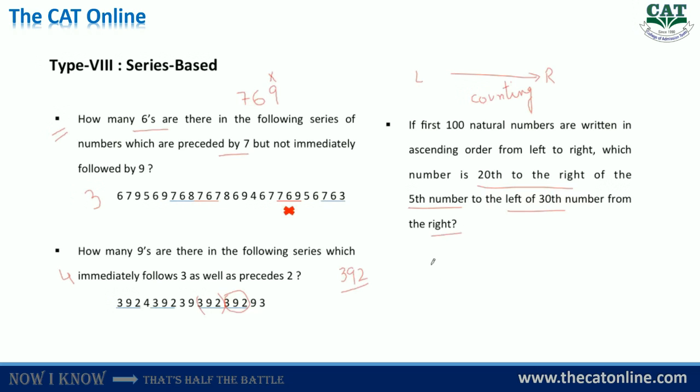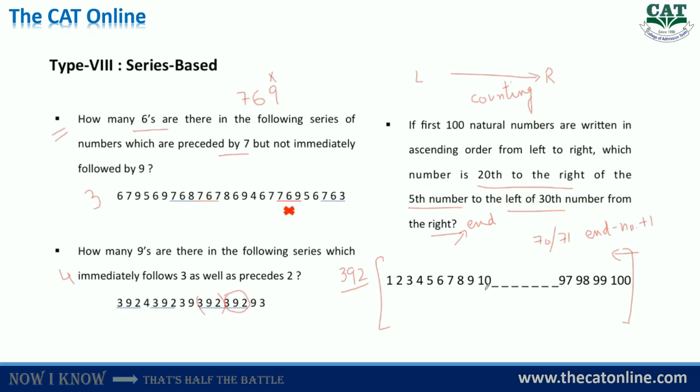The key to doing this question is to write a few numbers, as I have written from 1 to 100. You start from the end, since you need to find the 30th number from the right. Which is the 30th number from the right? Is it 70 or 71? Remember, when we are counting from an end, it is end minus number plus 1.